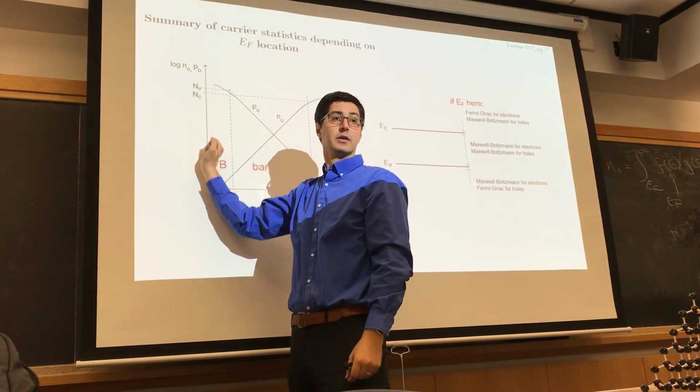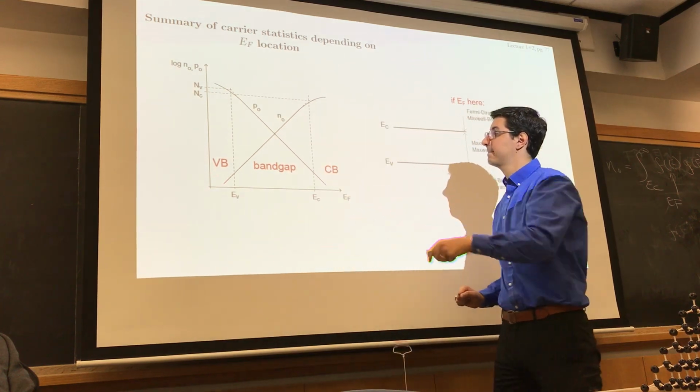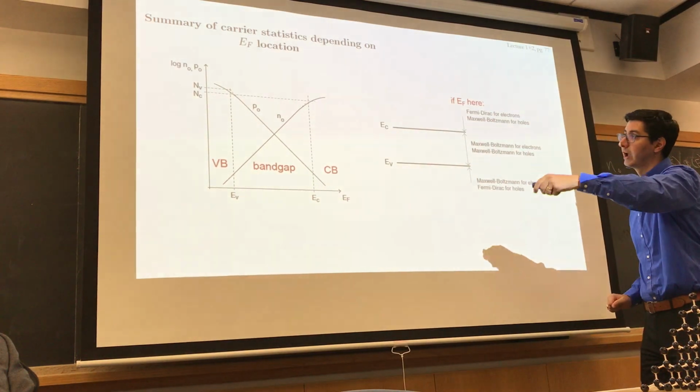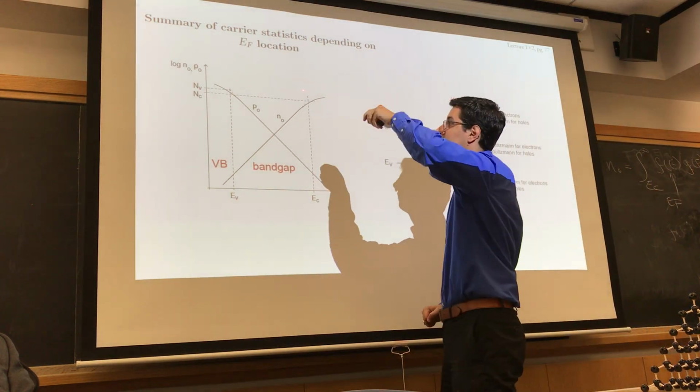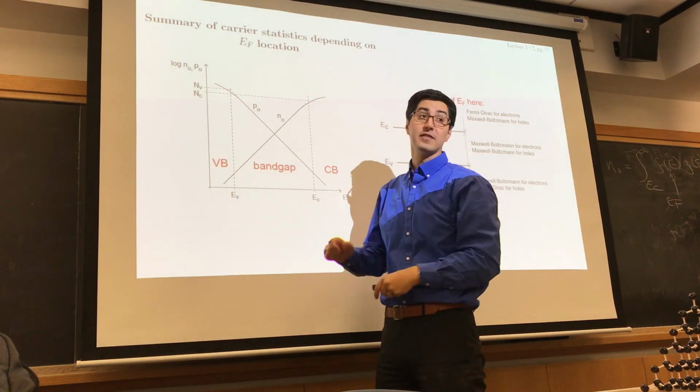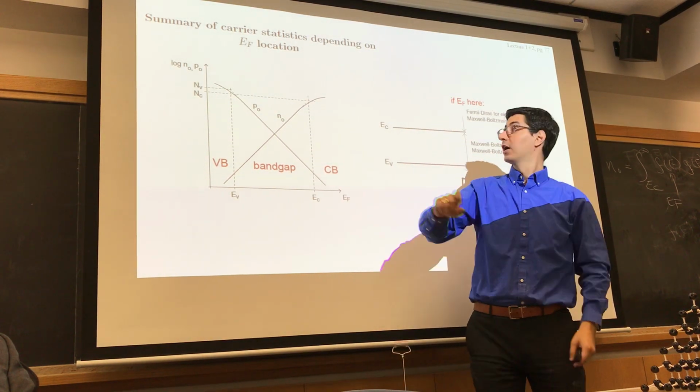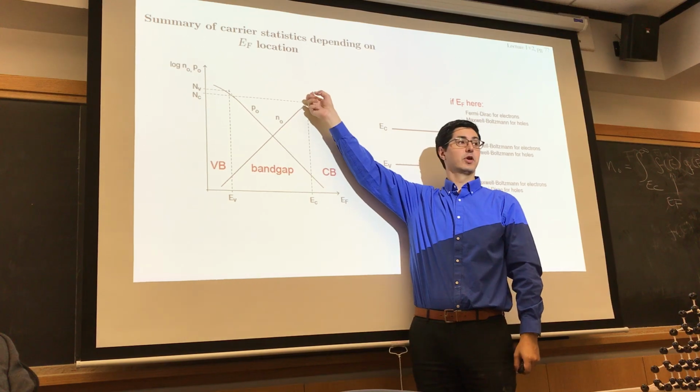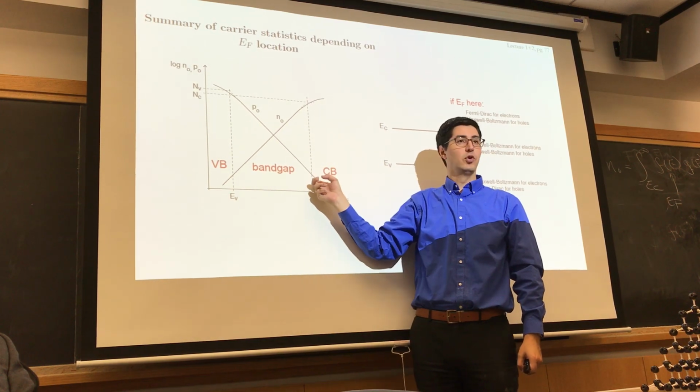Similar on the valence band side. Okay, and this is where I have to use my Fermi-Dirac statistics. I don't have to use it for both carriers. I'd only have to use Fermi-Dirac statistics for electrons. Why don't I have to use it for holes here?